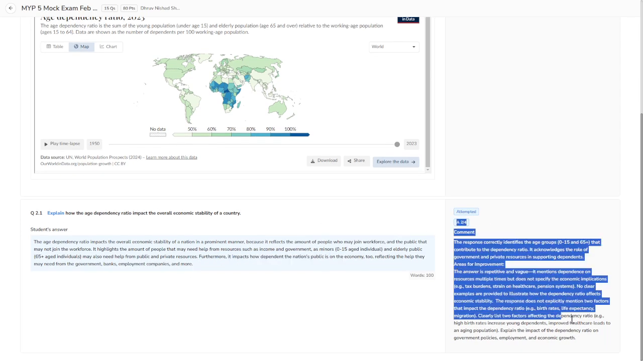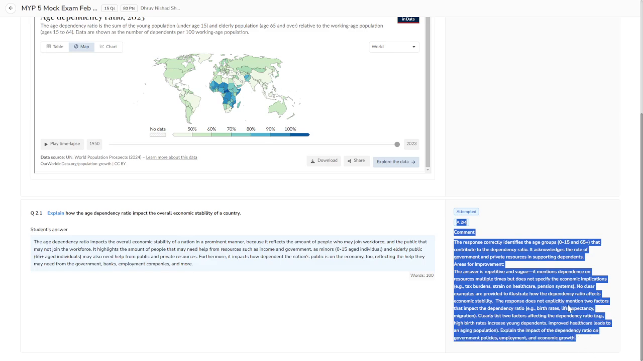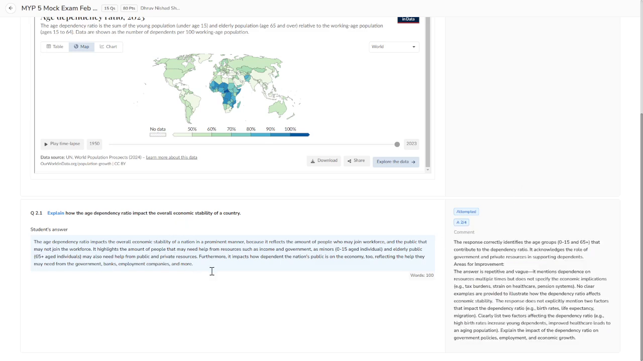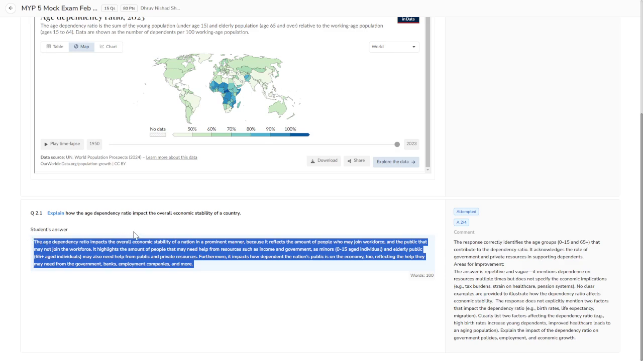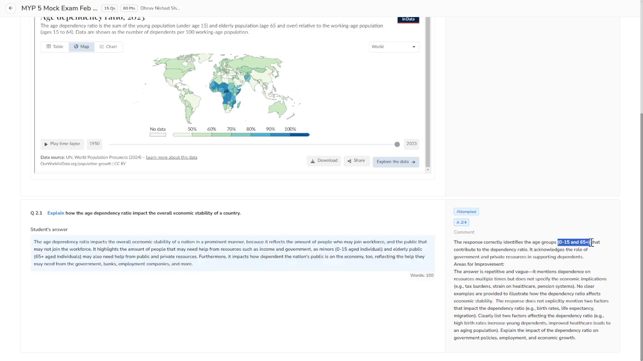So, where could I have improved in this answer? The reason I'm recording this is not to show you how well or how badly I did. It's basically to tell you what an IB examiner wants. So this is the area for improvement. Suppose this is the answer you cooked up. The response correctly identifies the age group, which is 1 mark, that contributes to the dependency ratio. It acknowledges the role of government and private resources in supporting dependence.